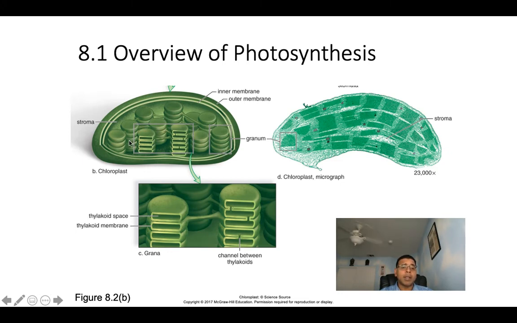With all these grana right inside of here. The space of each thylakoid is connected to the space of every other thylakoid. So here you can see that in this picture. The space of each thylakoid is going to be connected to the space of every other thylakoid within a chloroplast, forming a continuous inner compartment within the chloroplast called a thylakoid space. So these channels between the thylakoids are going to allow each of the thylakoids to communicate with each other, forming what we call thylakoid space.